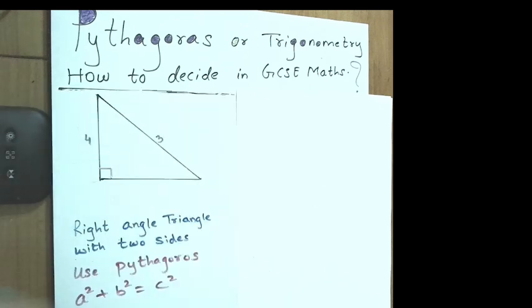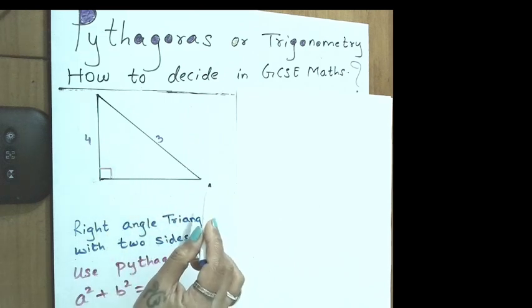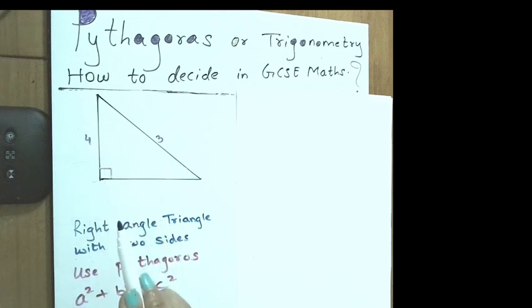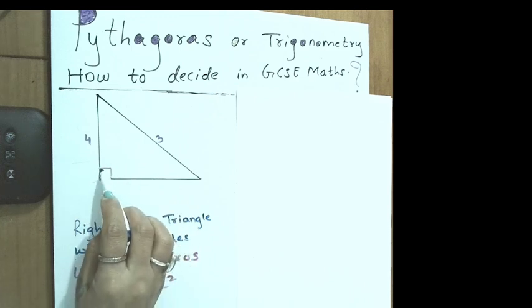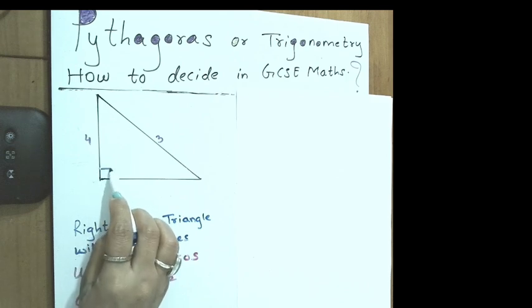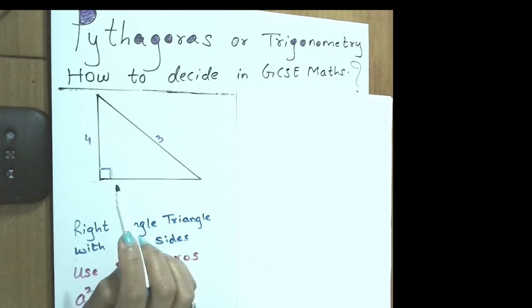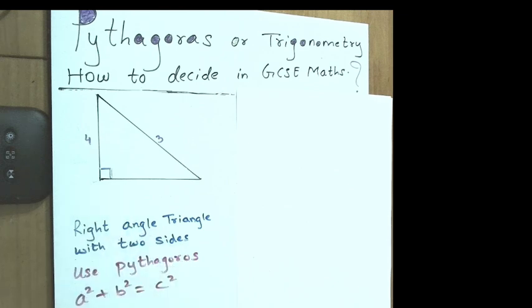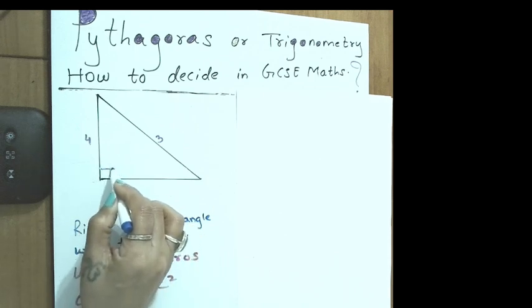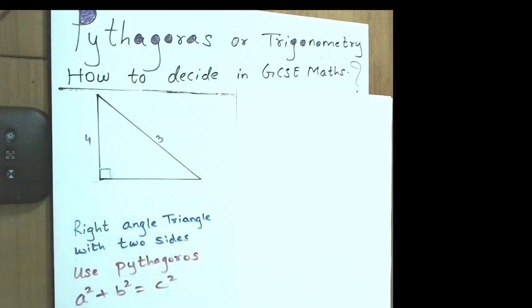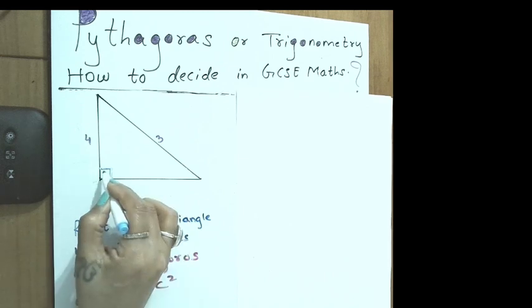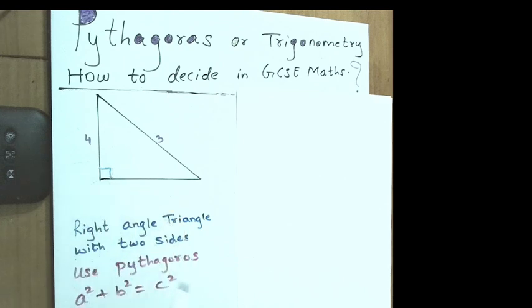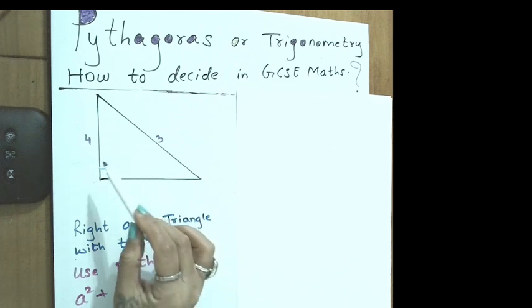Now, if you see a right angle triangle, for the Pythagoras and for the trigonometry, you need a right angle triangle. It should always be a right angle triangle. If there is no right angle triangle, you are not going to use Pythagoras or trigonometry. Very important. Next thing, if it is a right angle triangle, you are going to see how many sides it has.